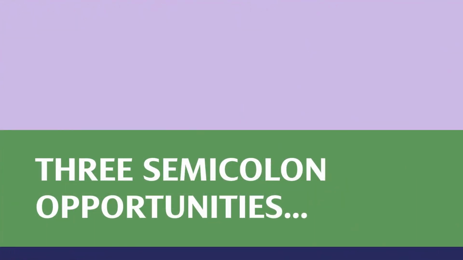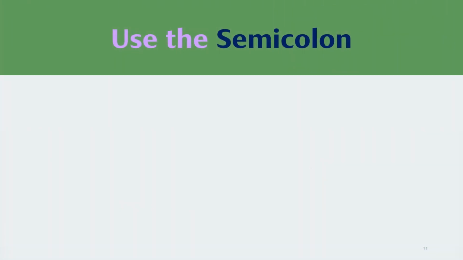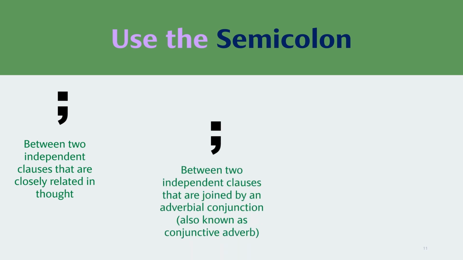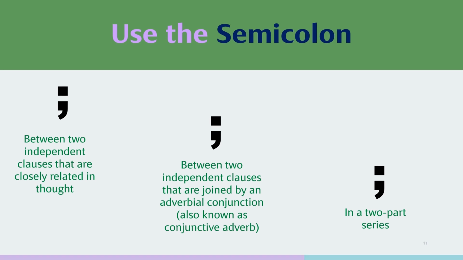Now that we've looked at that one example, let's talk about the 3 semicolon opportunities. You can use the semicolon between 2 independent clauses that are closely related in thought. You can also use the semicolon between 2 independent clauses that are joined by an adverbial conjunction. It's also known as a conjunctive adverb. And finally, you should use a semicolon in a 2-part series.